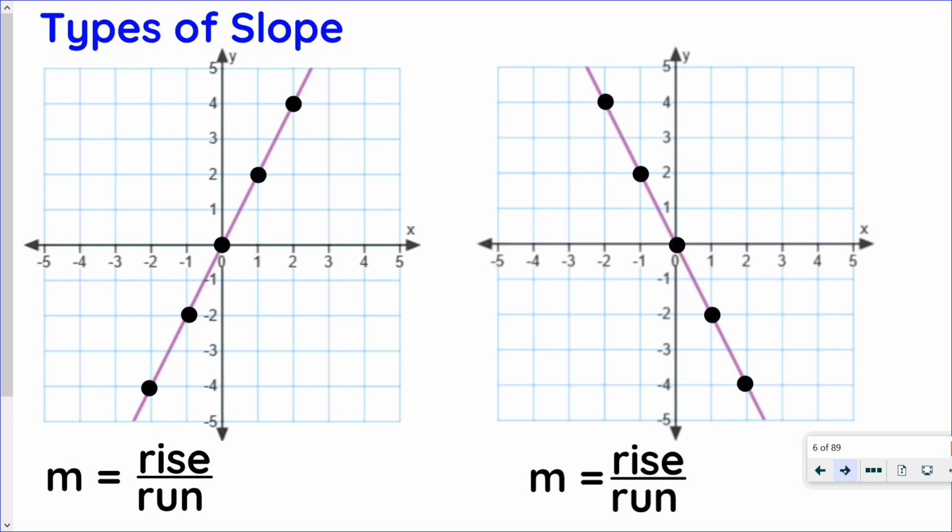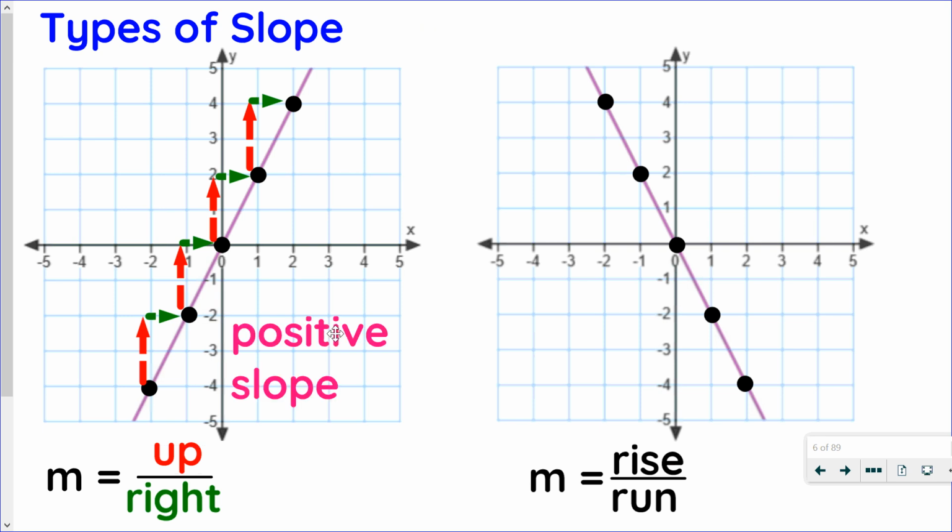Again, M for slope is rise over run. So the key to this is really remembering we read a graph from left to right. If you look at this question here, to go from point to point, reading the graph from left to right, I can see that I am going up and then I am going to the right. So since I'm going up and to the right, I can say that this line segment has a positive slope.